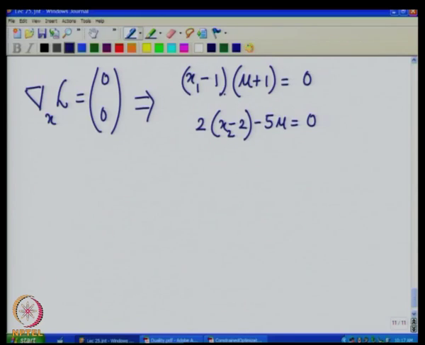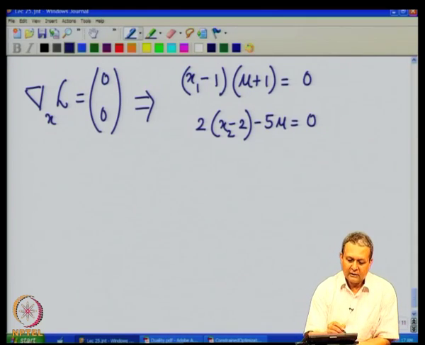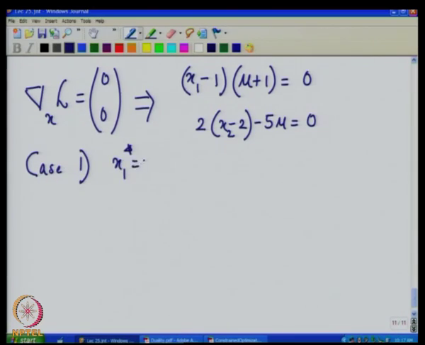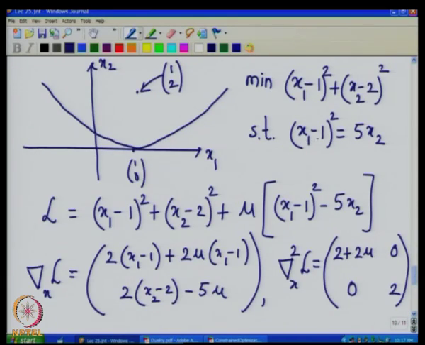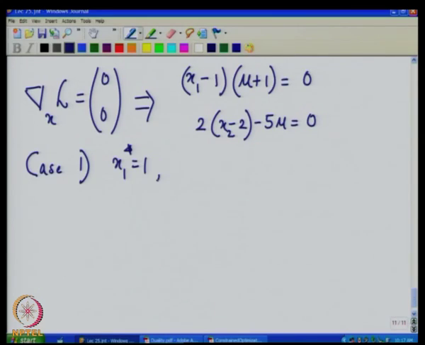Now, if you look at the first equation, we will have either x1 equal to 1 or mu equal to minus 1, and note that this mu is the Lagrange multiplier corresponding to the equality constraint, so it can be negative. So, let us consider the first case where we say x1 star equal to 1, because then this first equation is satisfied. Now, once we know x1 star, we have to get x2 star, and how do we get x2 star? We look at the constraint. When x1 star equal to 1, we need to satisfy the equality constraint, and therefore x2 star will be 0. So, x2 star will be equal to 0, and if we plug in that value here, what we get is mu star to be minus 4 by 5.